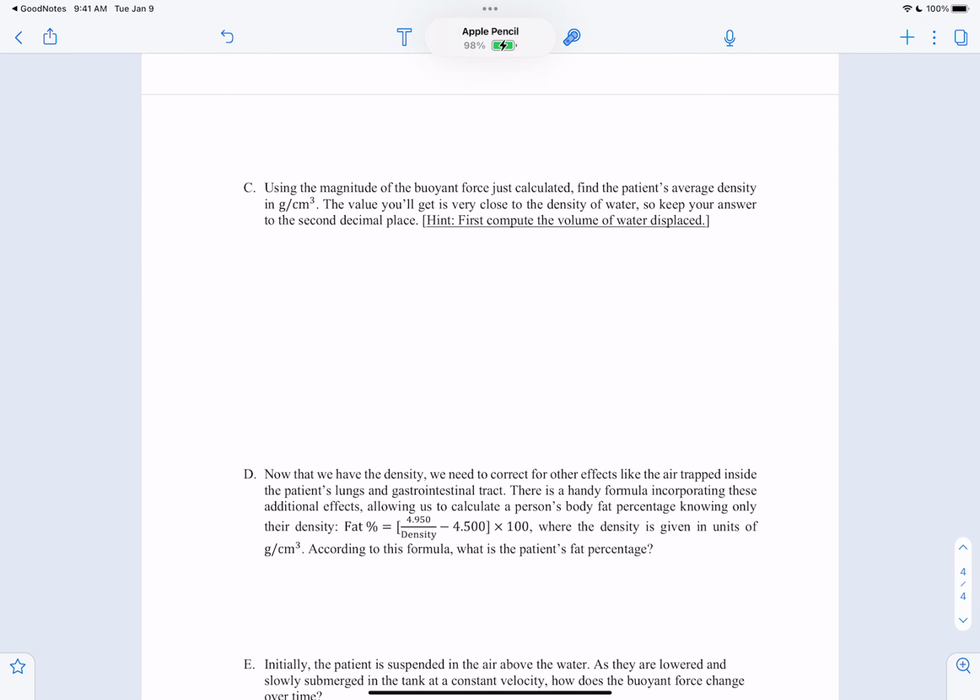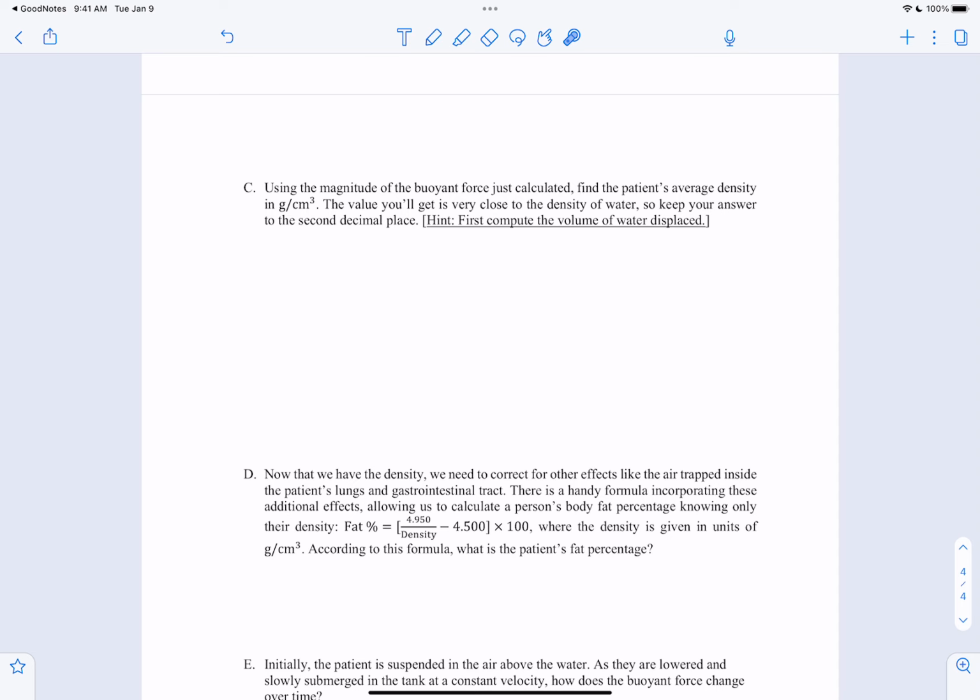So part C now is saying we use the magnitude of the buoyant force just calculated to find the patient's average density in grams per centimeter cubed. The value you'll get is very close to the density of water, so keep your answer to the second decimal place.